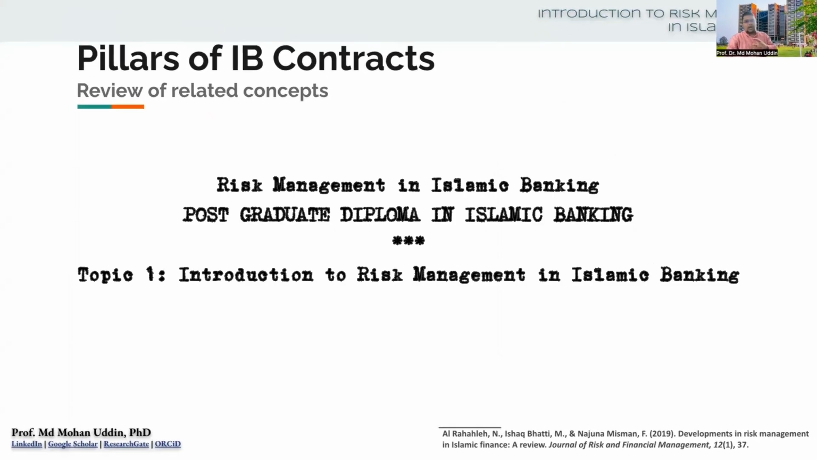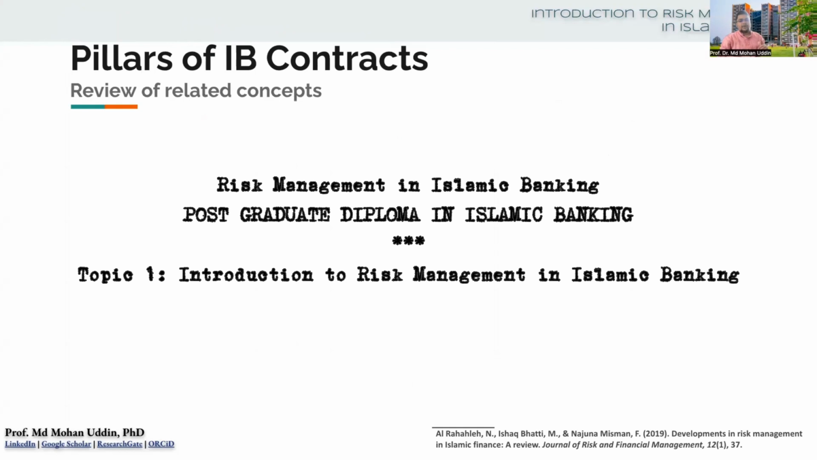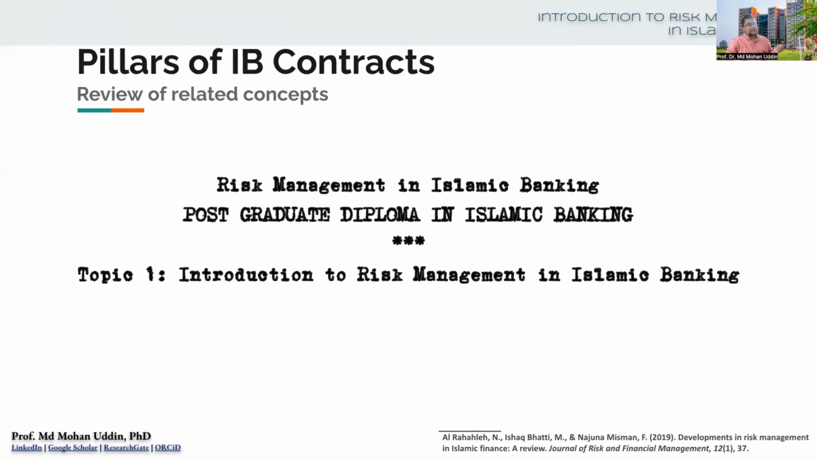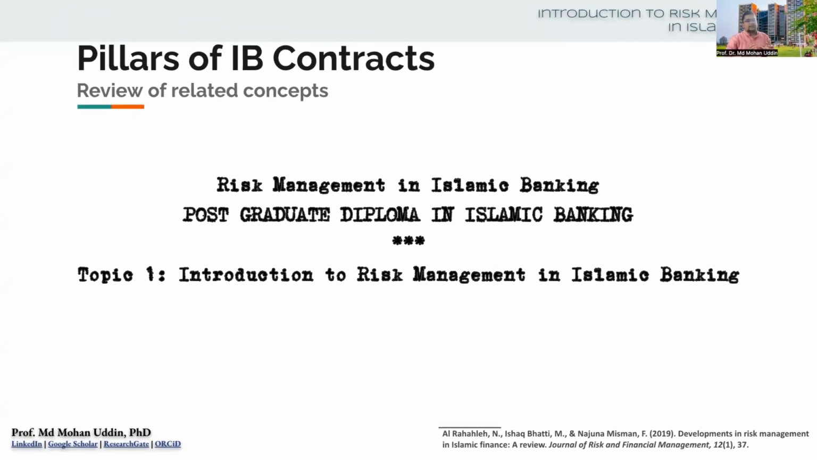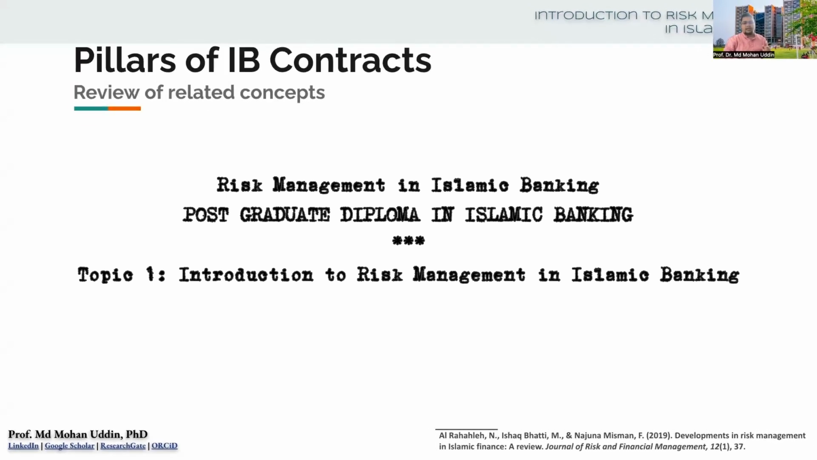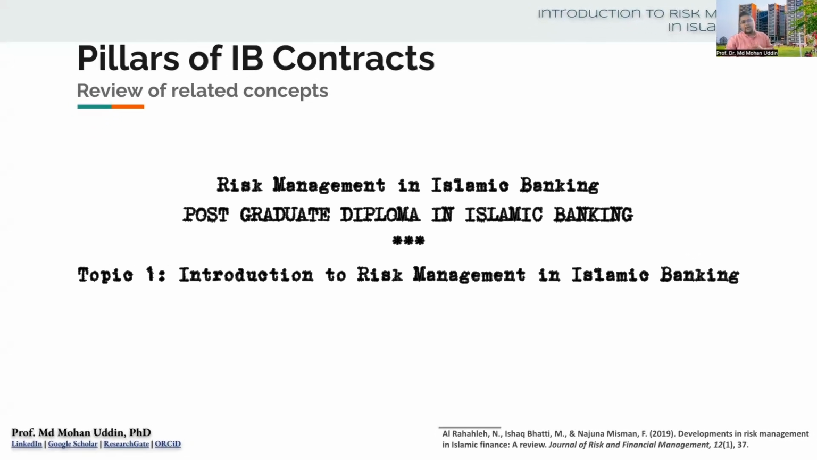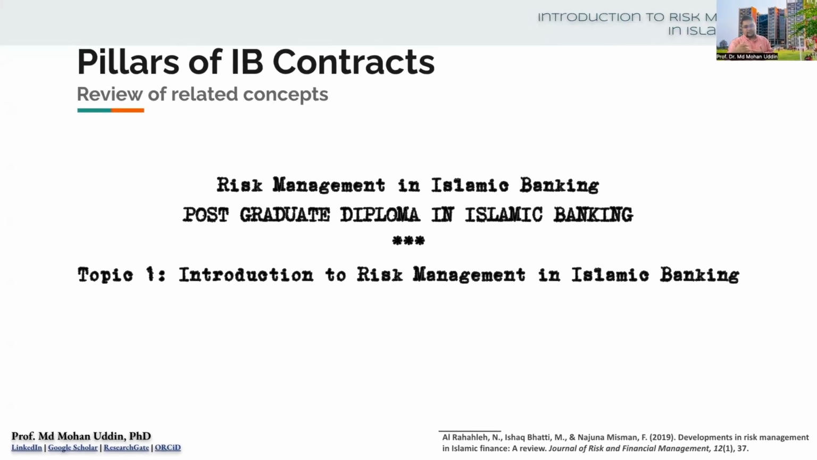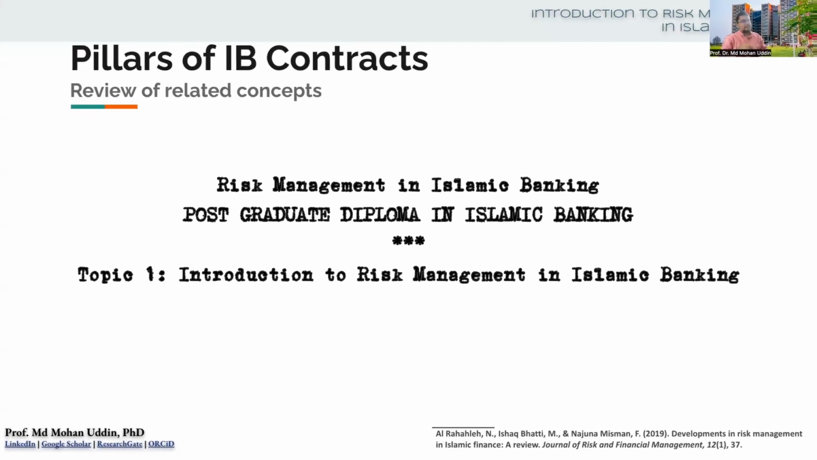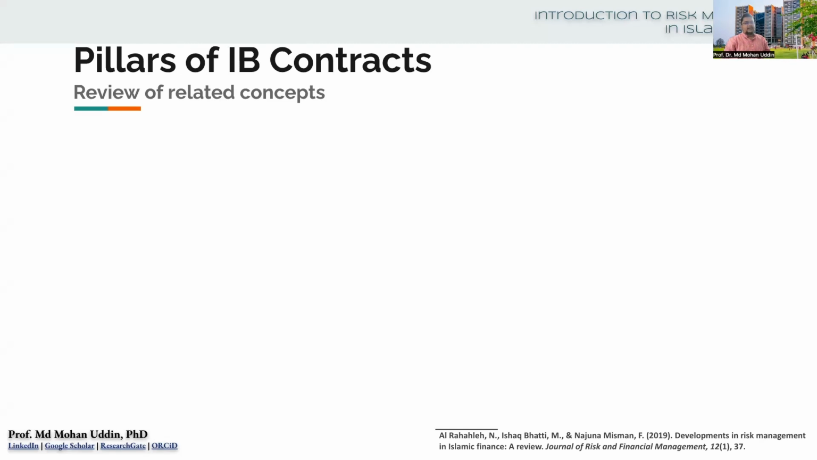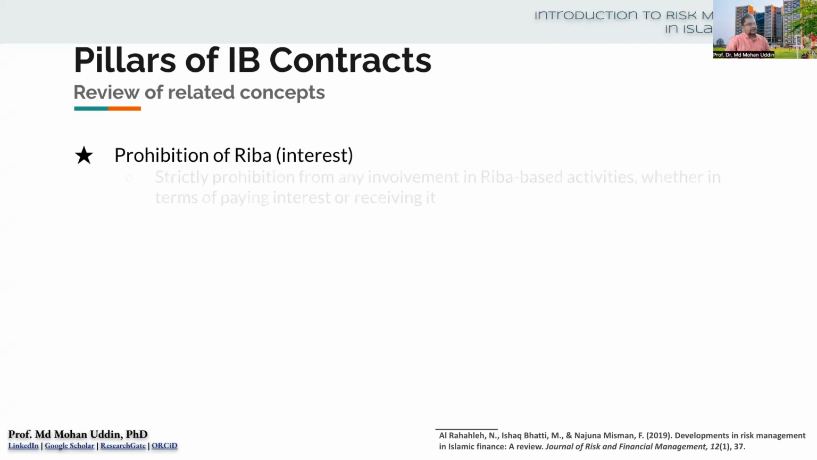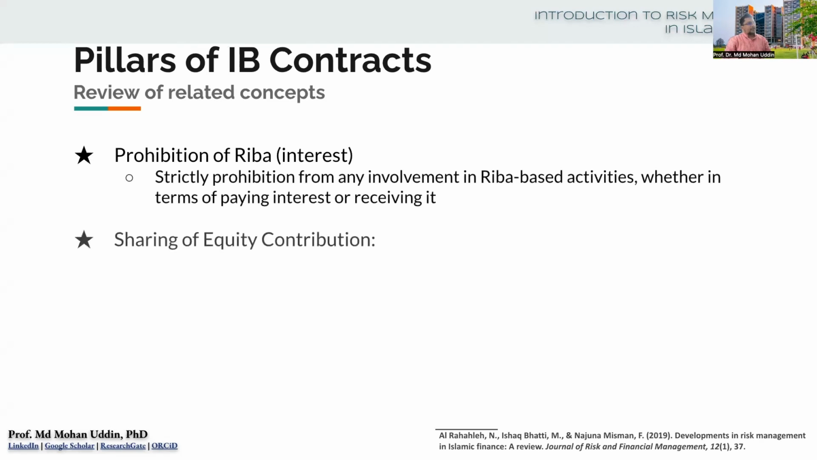So after all these discussions, we can understand that the contract between the Islamic bank and fund provider and fund user, that means the customers, actually relies on some very important pillars. Number one is prohibition of riba, that means interest. Number two is sharing of equity contribution.